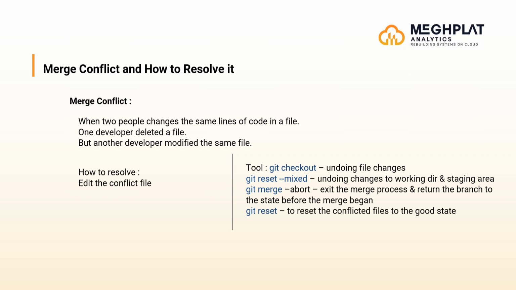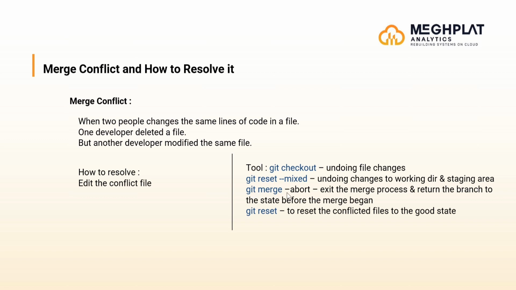There are some tools by using which we can resolve it. You can see here, tools. We can use git checkout to switch the branch and also undo the file change. Git reset --mixed is going to reset the mixed ones, meaning undoing the changes to the working directory as well as the staging area. You can see here, undoing changes to working directory and staging area.